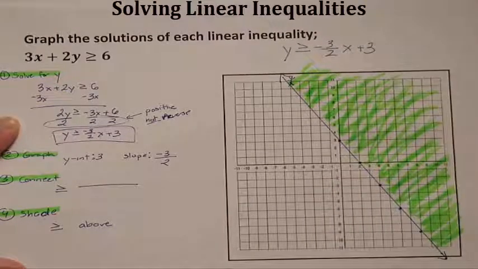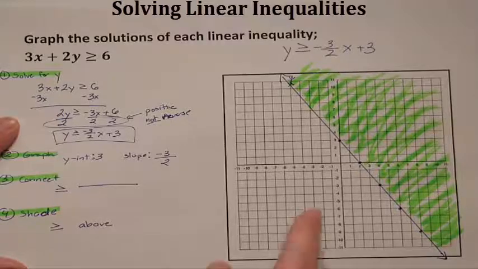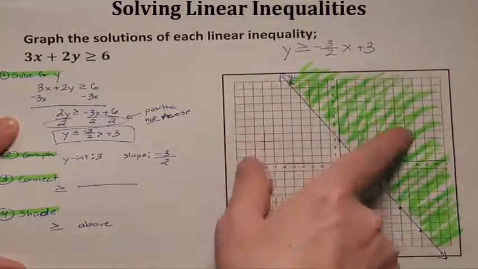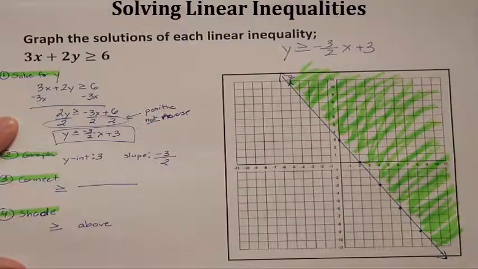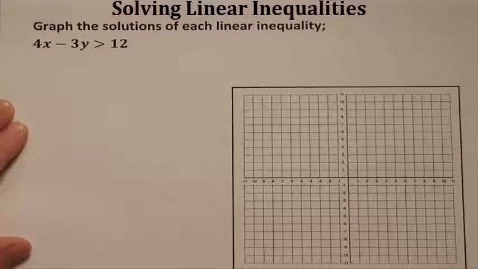So if you were asked to find a solution, pick one point. Any point that's highlighted is going to make a statement true. So anything over here is an answer, and you're done. Let's practice one more graph.